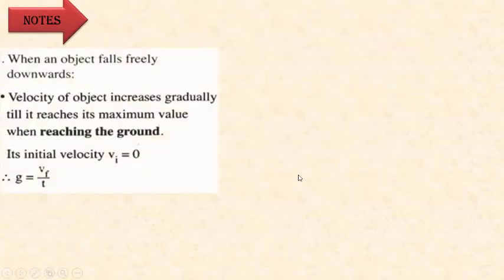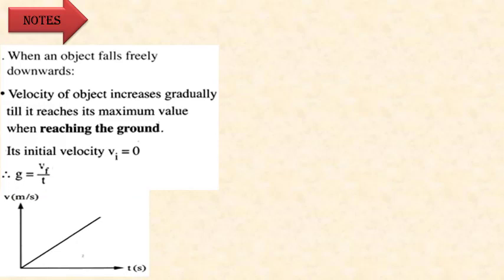Notes: when an object falls freely downward, its velocity increases gradually till it reaches the maximum value. Initial velocity here is 0, so g equals vf over t, and this is by applying the equation of motion. So the relation here between v and t is a direct relation.